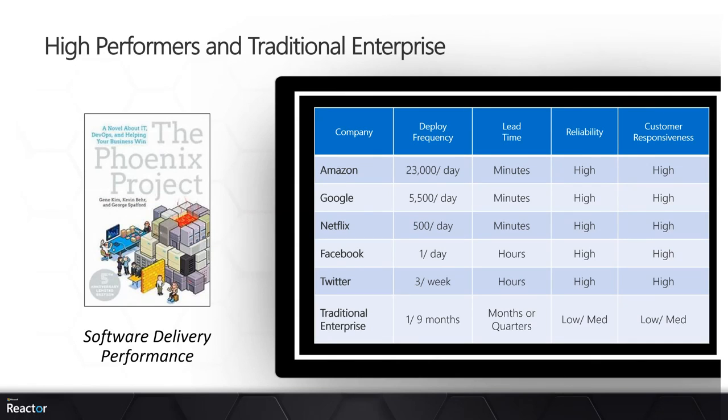When you look at that from the perspective of the high performers, here's another example. The Phoenix Project has put together a compilation of software delivery performance, and they use some examples from companies that we all know pretty well. One of the things that's pretty amazing is that Amazon has 23,000 deployments per day of the various things that they work on.